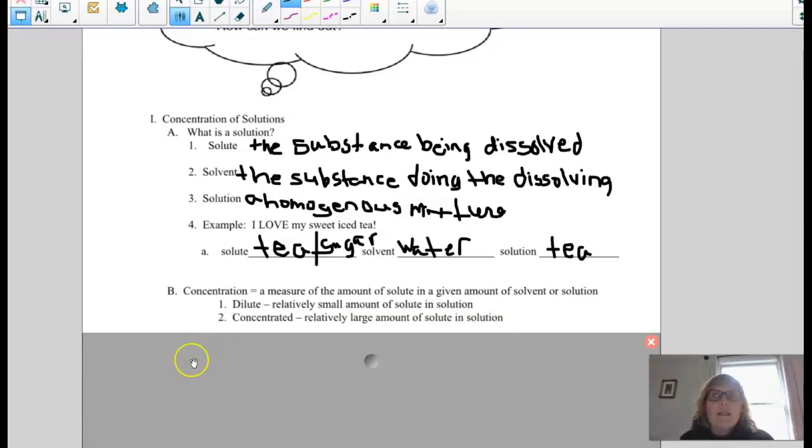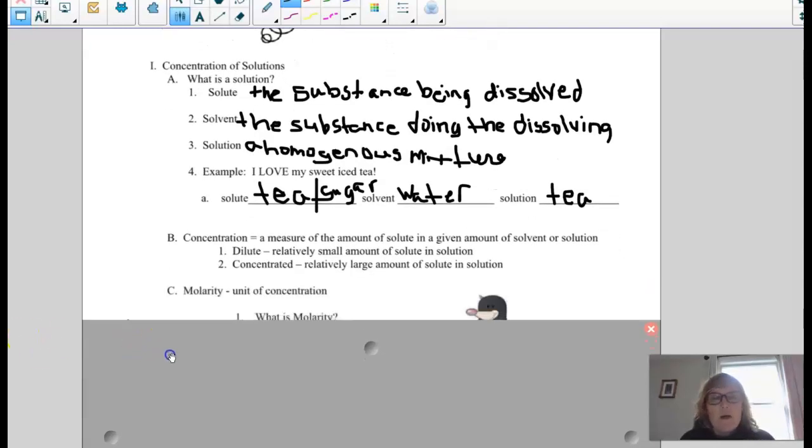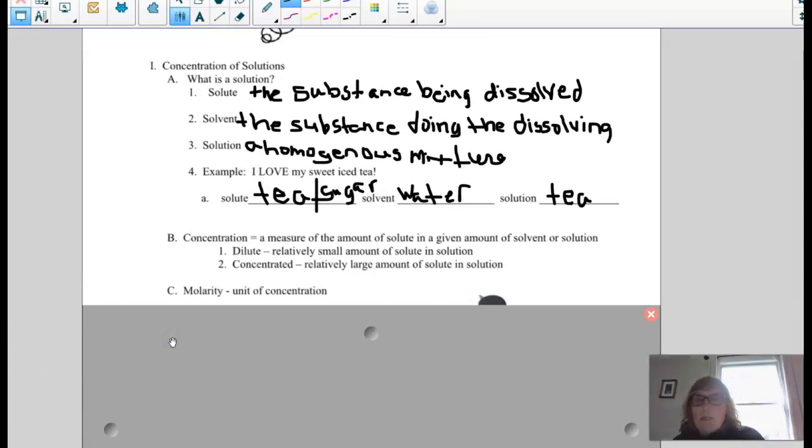So the third glass would be more concentrated because it would have more food coloring in it than the others. But we can measure that using what we call molarity. Molarity has to do with moles, and molarity is a unit of concentration. We represent molarity by a capital M. Molarity is moles over liters.